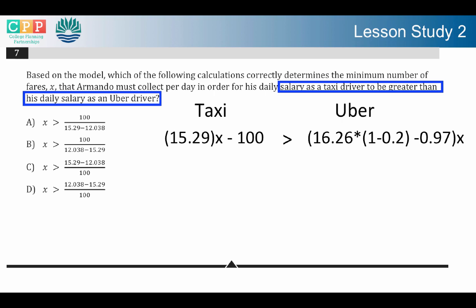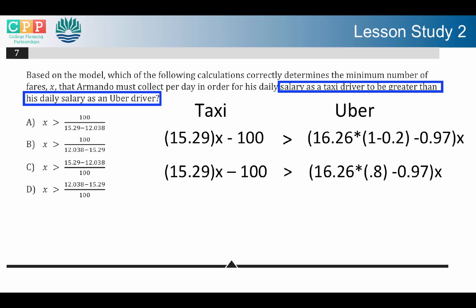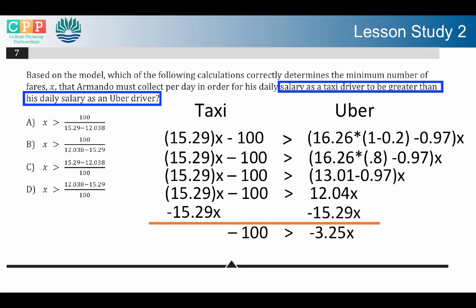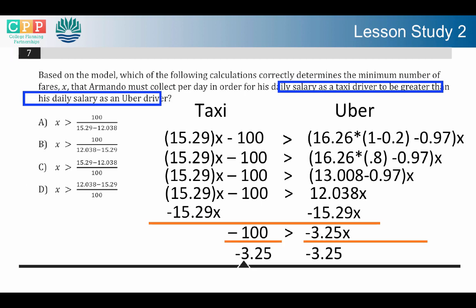Now I am just solving an inequality with variables on both sides. I'm going to simplify the Uber equation first. I'm going to do that 1 minus 0.2, I get 0.8. I'm then going to multiply that 16.26 times the 0.8, I get 13.01. And then I subtract 0.97, I get 12.04, roughly. Now I'm going to subtract the 15.29 from both sides to get those x's the same. You notice that I'm showing all the work here. And then I divide by a negative 3.25, and I get x equals 100 over 3.25.